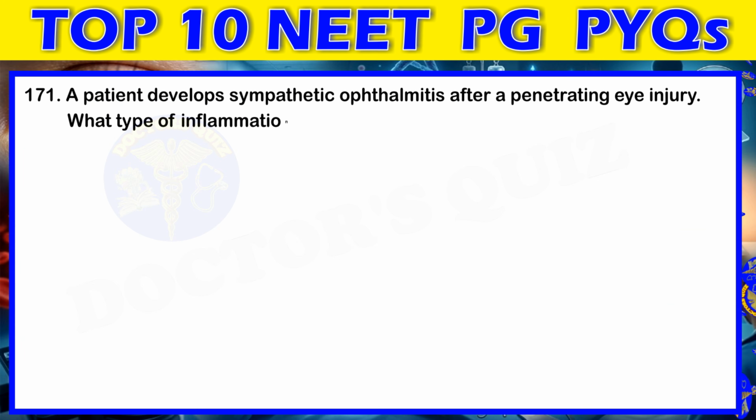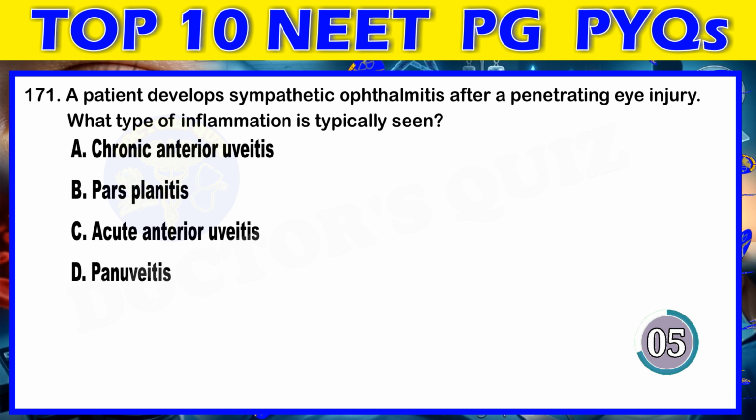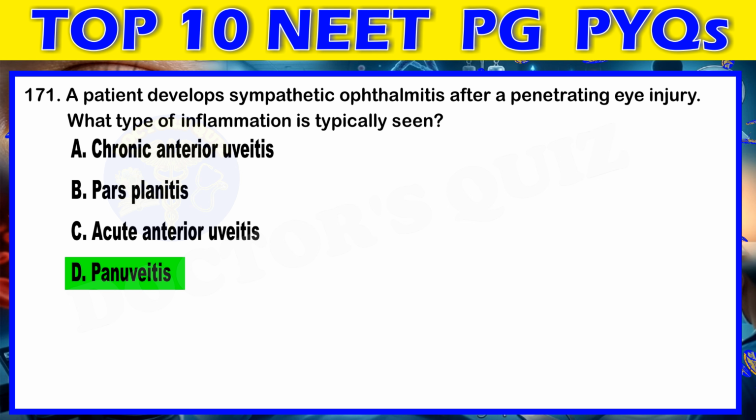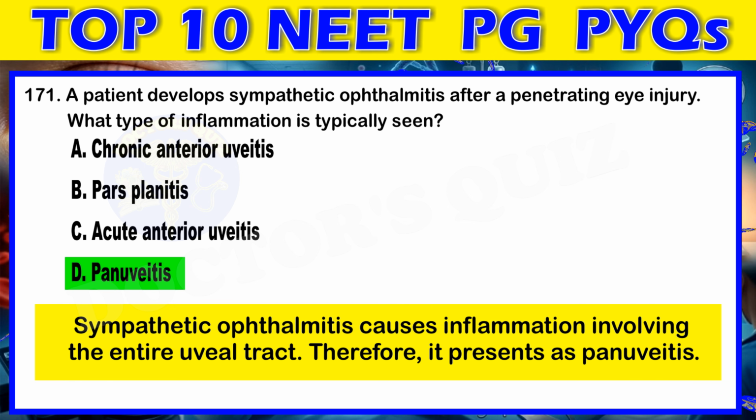A patient develops sympathetic ophthalmitis after a penetrating eye injury. What type of inflammation is typically seen? Right answer is option D, panuveitis. Sympathetic ophthalmitis causes inflammation involving the entire uveal tract. Therefore, it presents as panuveitis.